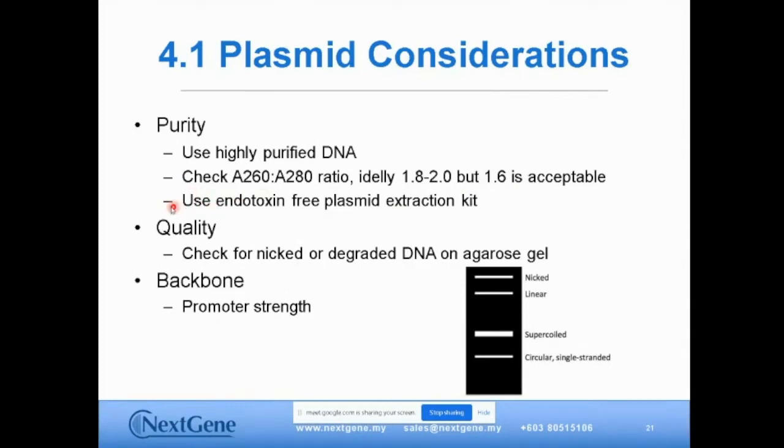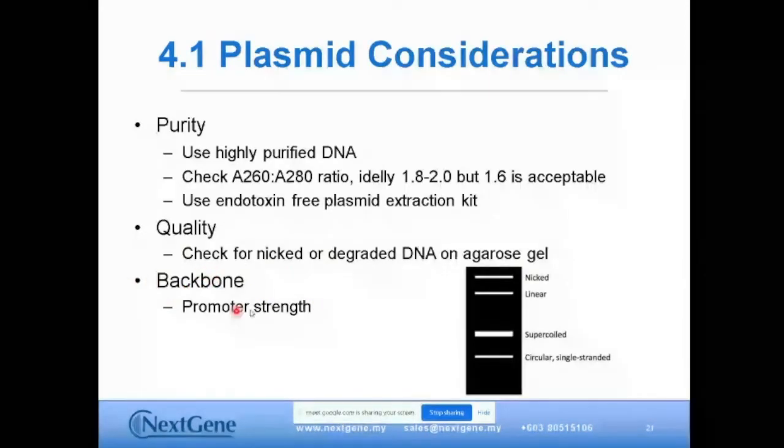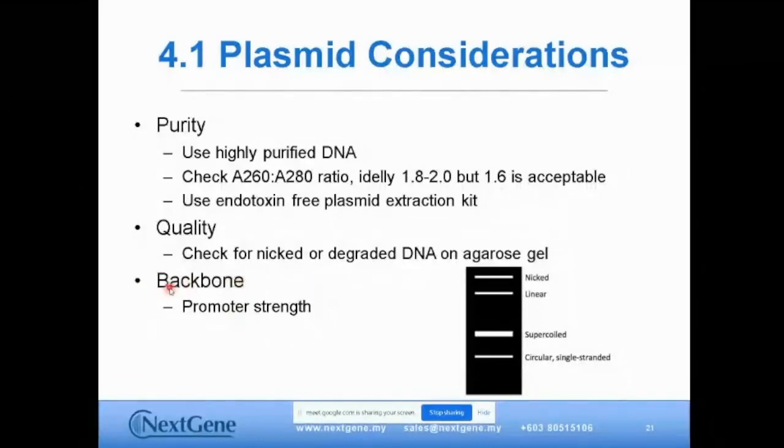Another quality check that we can perform is to run a gel of the plasmid DNA, to check for nicked or degraded plasmid DNA on agarose gel. And the third one that we would like to check is the backbone, the choice of plasmid for the expression, especially the choice of the promoter.